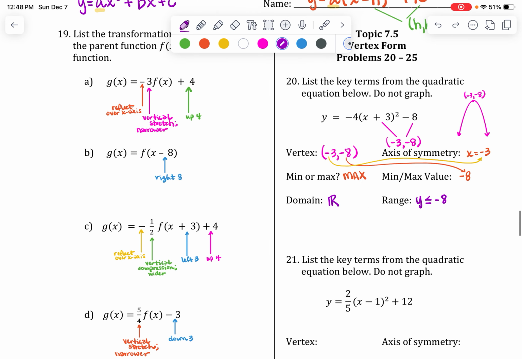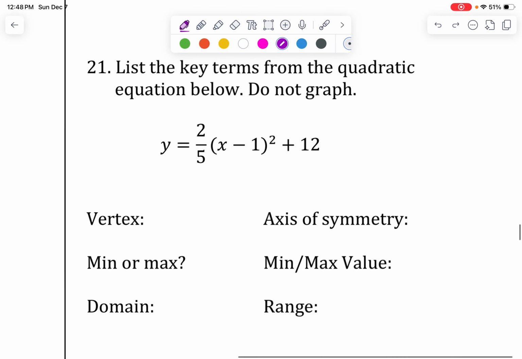Okay. All right. I'm going to do the same thing again one more time. So the vertex, I'm pulling out the (h, k). It's 1, because it's the opposite of this number, so 1, and then the positive 12 hanging off the end. It's opening up because its a value is positive.